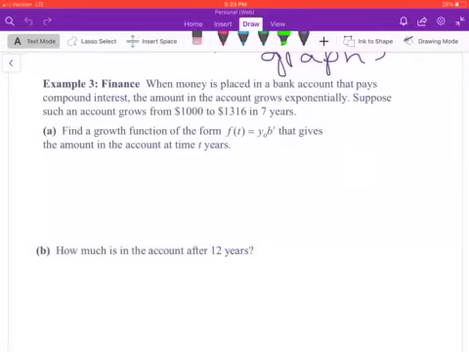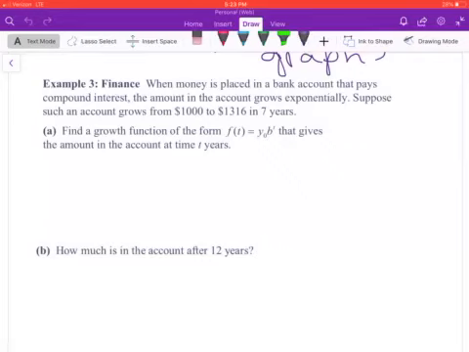This video will cover problems from section 4.2, applications of exponential functions. I'm going to start with problem number 3, and it says, when money is placed in a bank account that pays compound interest, the amount in the account grows exponentially.